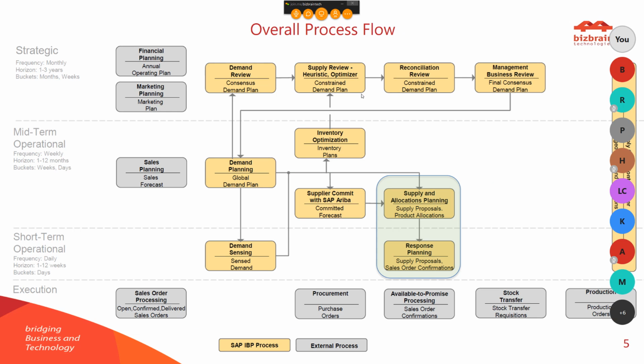So let us move ahead, and this is the logical flow of what I was trying to present to you. This is where our whole IBP solutions, which are in the yellow boxes, are shown. All the gray boxes are external boxes. And this is what I am answering to the question: this is a strategic, mid-term, short-term operational level and execution system. Whatever demand review, demand plan, supply review, S&OP cycle, financial planning, or sales planning we are doing, it is mid to long-term planning.